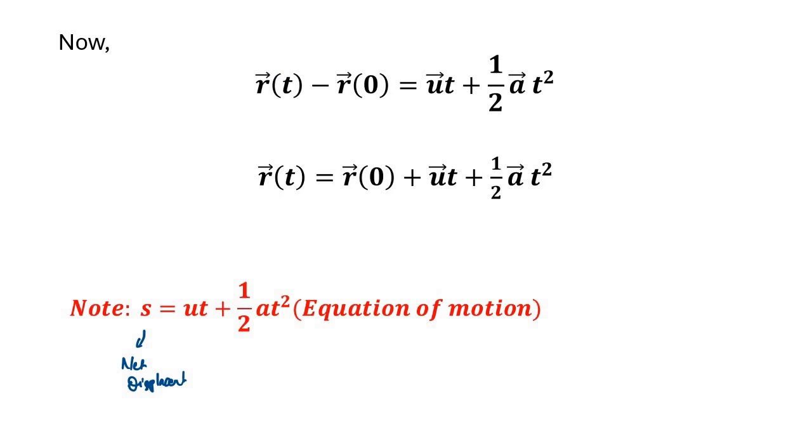Okay, this is the net displacement s vector, which is equal to the change in position delta r vector, that is equal to ut plus half at square. Here we have vector notation on initial velocity and acceleration because it is two-dimensional motion. So u vector t plus 1 half a vector t square. Okay, this is s, which is represented in vectors.